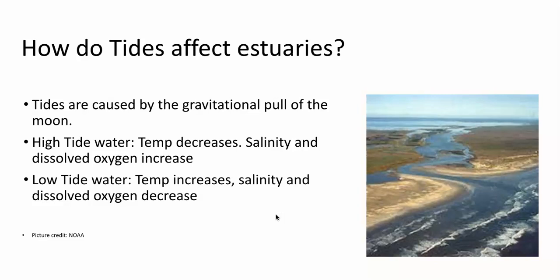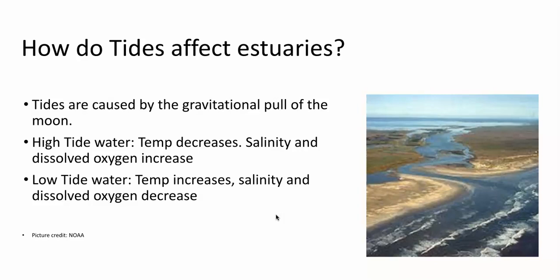Then the moon moves to a different part of the planet because the moon rotates around the planet. When it moves to a different part of the planet, then there's less gravitational pull of the moon, so the water flows back onto the shore and you have high tide. But that's a little side note about how tides work with the moon.